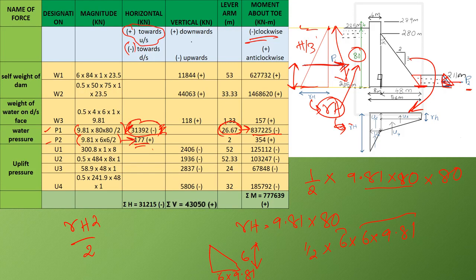And the lever arm for this triangle: this force will be acting at h by 3, at this level. So that is equal to h by 3, which is equal to 6 by 3, that is 2. So the moment is obtained as 177 multiplied by 2, which is equal to 354, and this force will impart a moment in the anti-clockwise direction. Anti-clockwise moments here we are taking as positive, so write the value as 354 and it is positive.